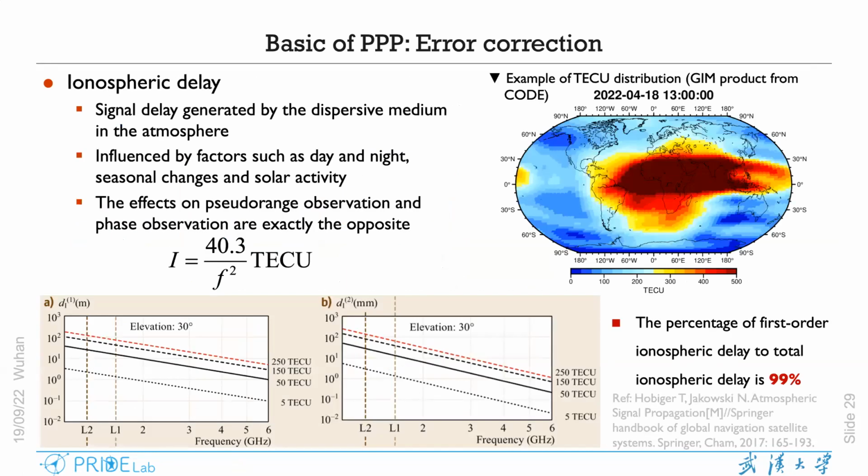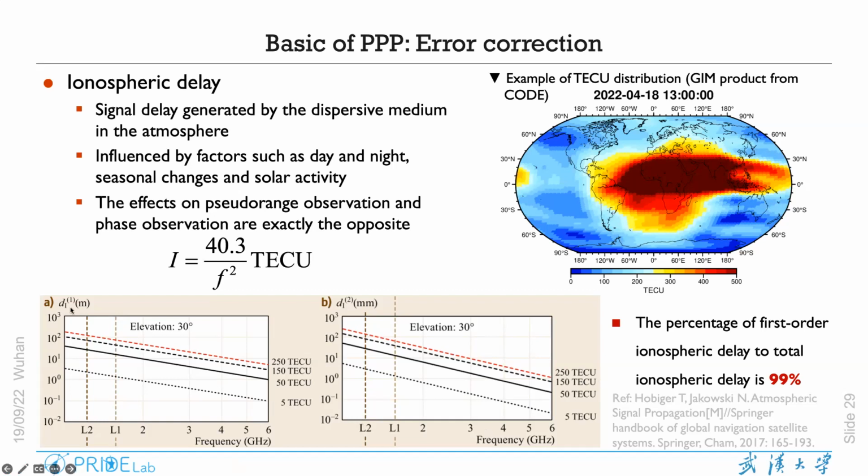And then we come to the ionospheric delay. As we have talked about, the ionospheric delay is associated with the dispersive medium in the atmosphere, so it is dependent on the signal frequencies. The first order delays can be mitigated using a linear combination. We call it the ionosphere-free combination to eliminate the first order delays. The first order delays account for about 99% of the ionosphere delays in some normal conditions.